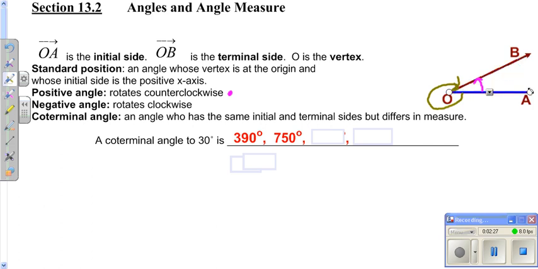Instead of going up, once again, you could go backwards. How far would you have to go backwards to get to the same location that a 30 would be at? Well, you don't want to go backwards all the way around to here because that would be a negative 360, but we were 30 from that. So you're really going backwards a negative 330. Or it is possible you could go backwards your negative 330, and then go backwards another full rotation, which would end up being a negative 690.